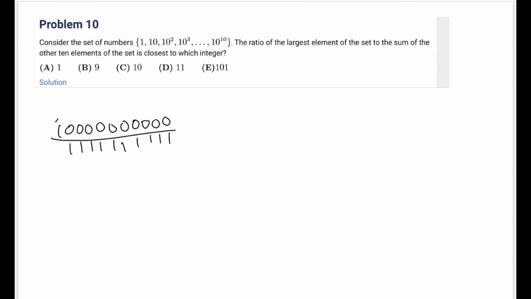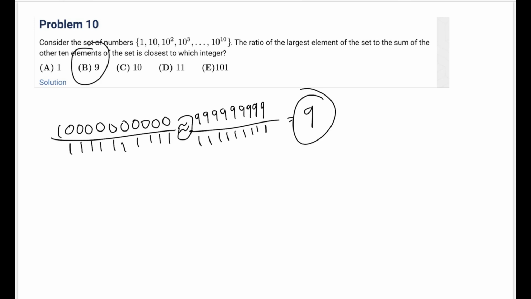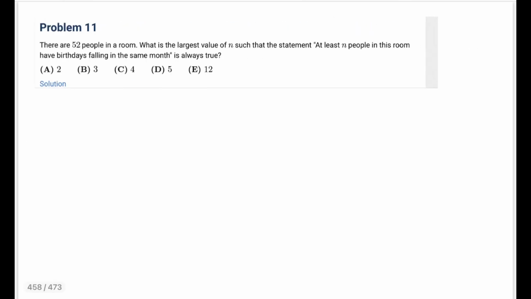But then note that the top one is extremely similar to 9999999999, right? Because this plus 1 is what gives us this, and so it's very similar. And then this would still be the same 1111111111, and then this would be 9, right? And so this is very similar to 9. The answer is B. Number 11, there are 52 people in a room.